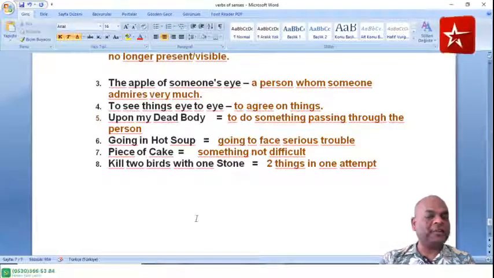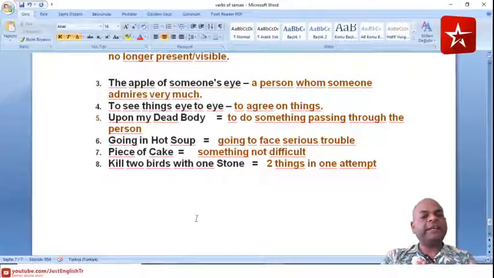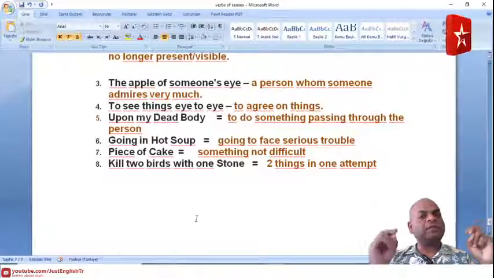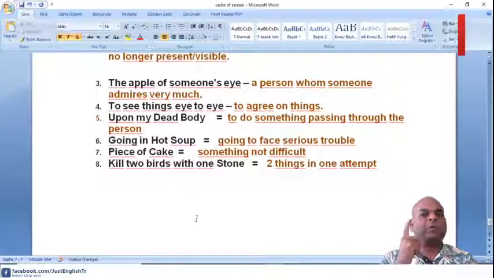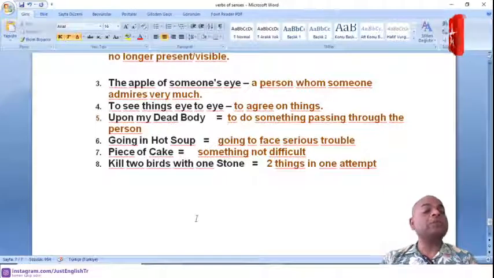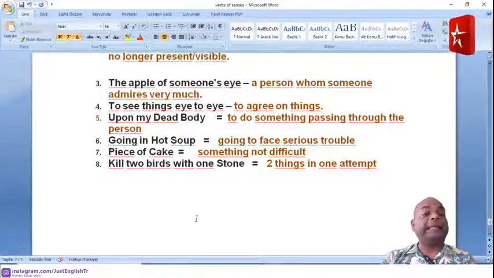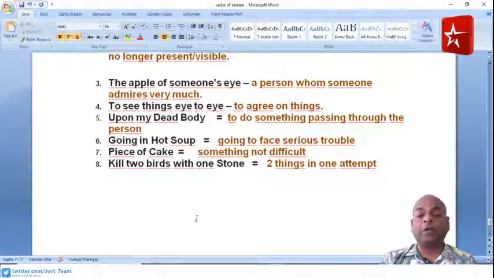Kill 2 birds with 1 stone. Yeah, a lot of times people say that. Kill 2 birds with 1 stone. That means what? Do 2 things in 1 attempt, or do 2 things together at one time. Now that is called, for example, killing 2 birds with 1 stone.